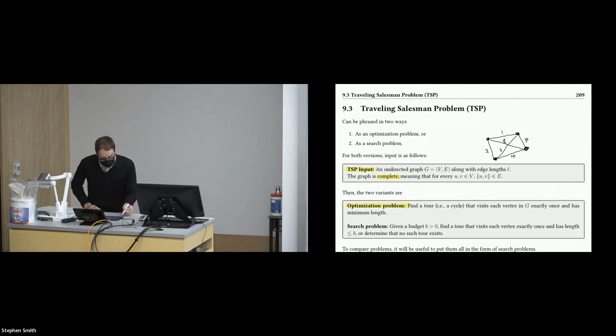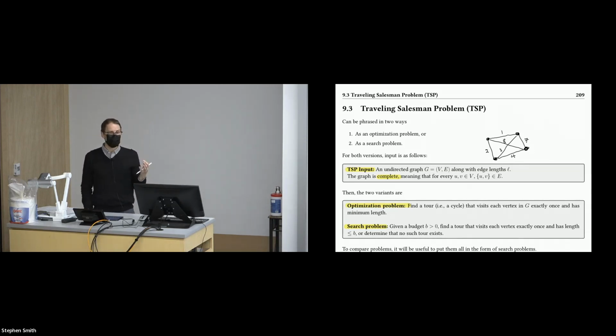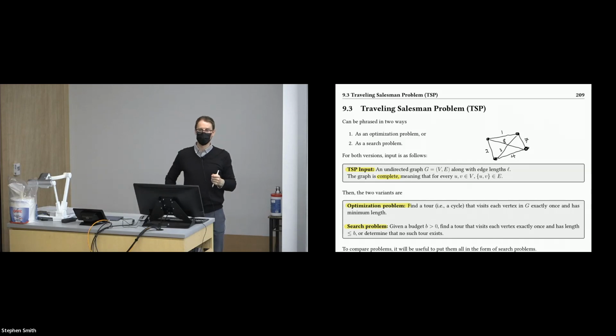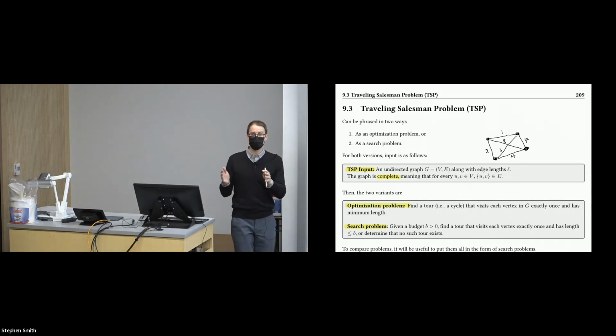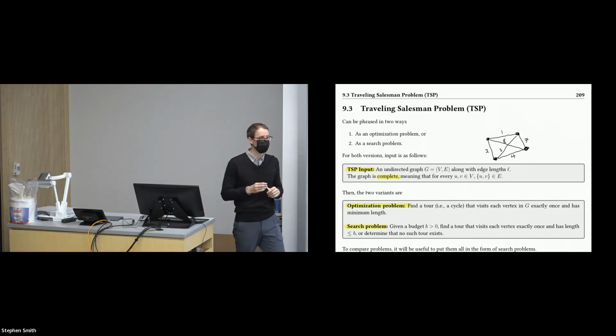But this is the motivation for instead talking about a search version of this problem, which is where I give you a budget and I ask, can you find a tour that visits each vertex exactly once and has a length less than or equal to my budget? And do you see why that's different? Now, if I claim I found a solution, you can verify it.